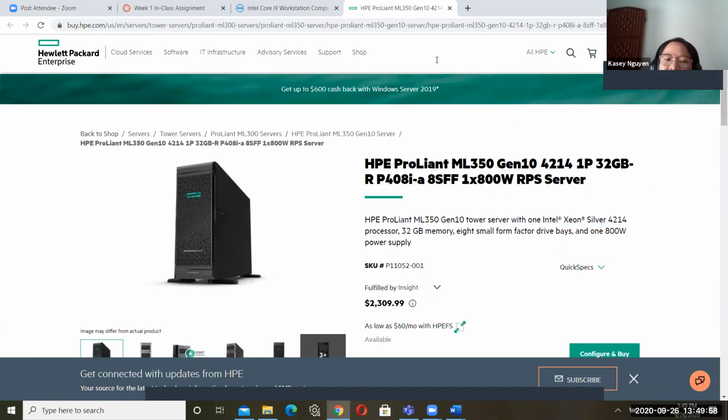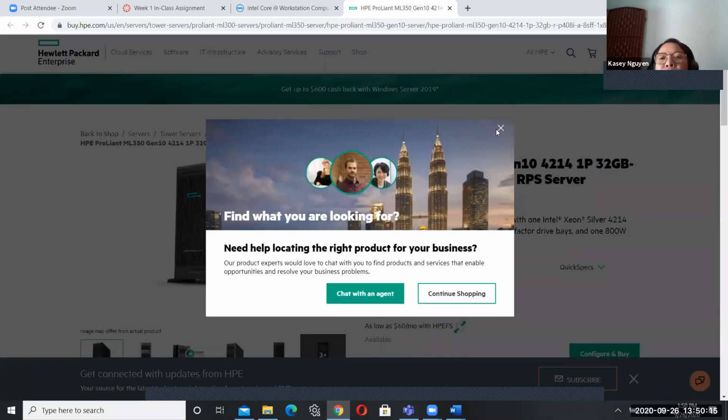So as you can see, right, different RAM sizes, drive bays, power supply, that's essential. 800 watts and up, sometimes 1,000 or more. So it all depends. And it runs hot. So that's why a server room needs to be very cool.